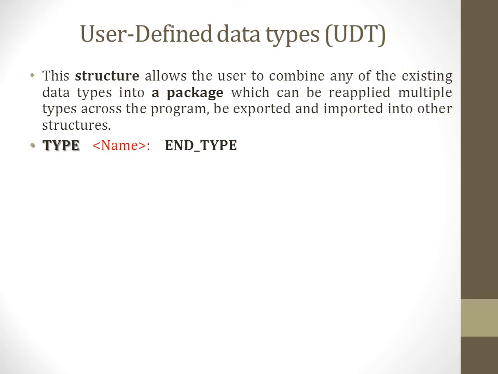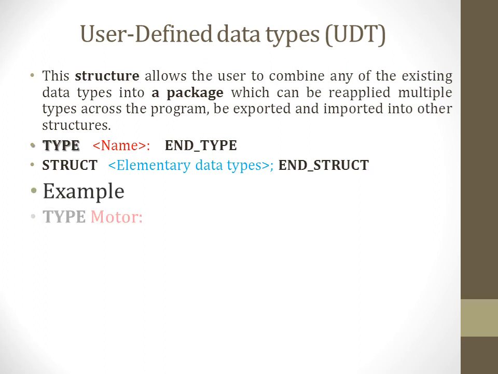First of all, we need to use the special record word TYPE. Then we need to declare the name of the new data type. After this, we need to close our type with the help of this record. In this new data type, we need to create a structure which is the combination of elementary data types.